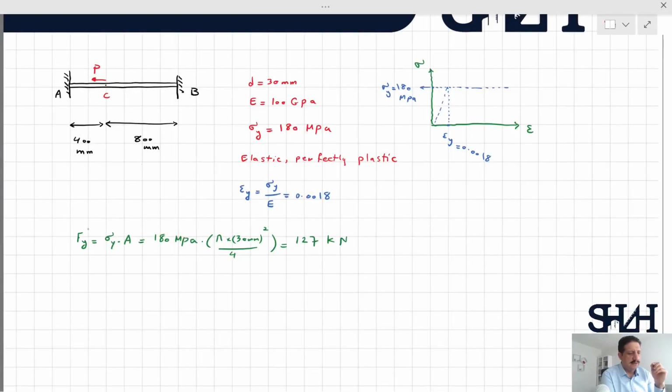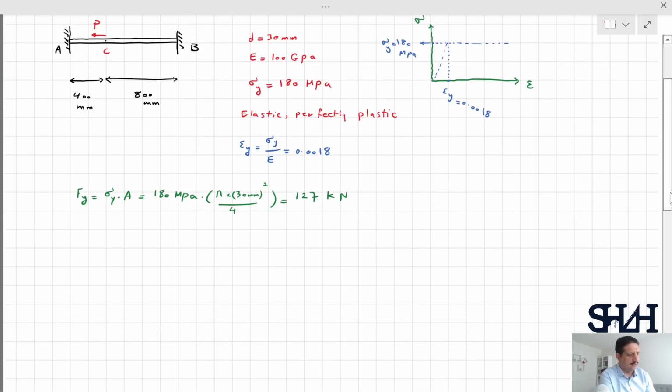So if the load is less than the yielding force in each element, then it means that the system is in elastic phase. In other words, AC and CB will be in elastic phase, and the equation of elastic deformation can be applied. The compatibility equation for point C shows that delta C on the AC side should be the same as delta C on the BC side, so the element is not going to rupture.